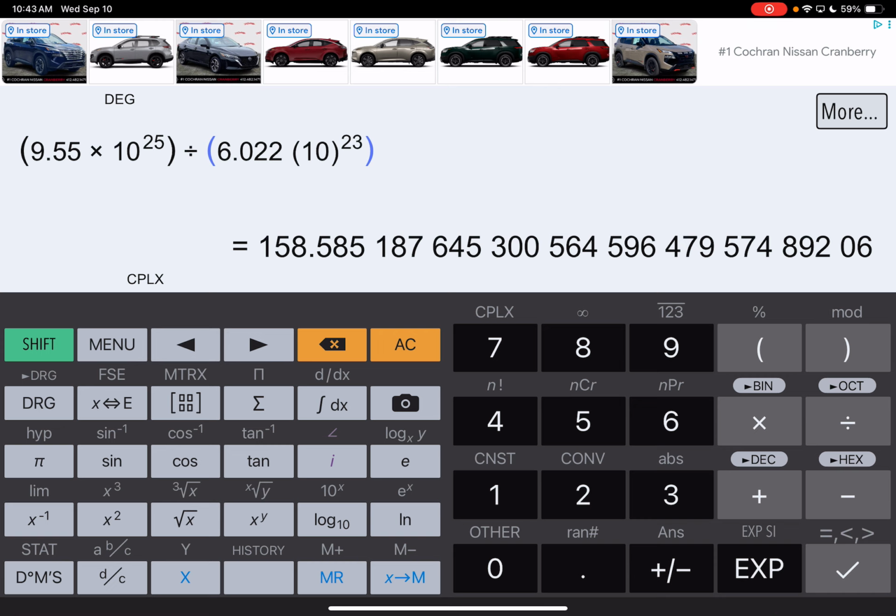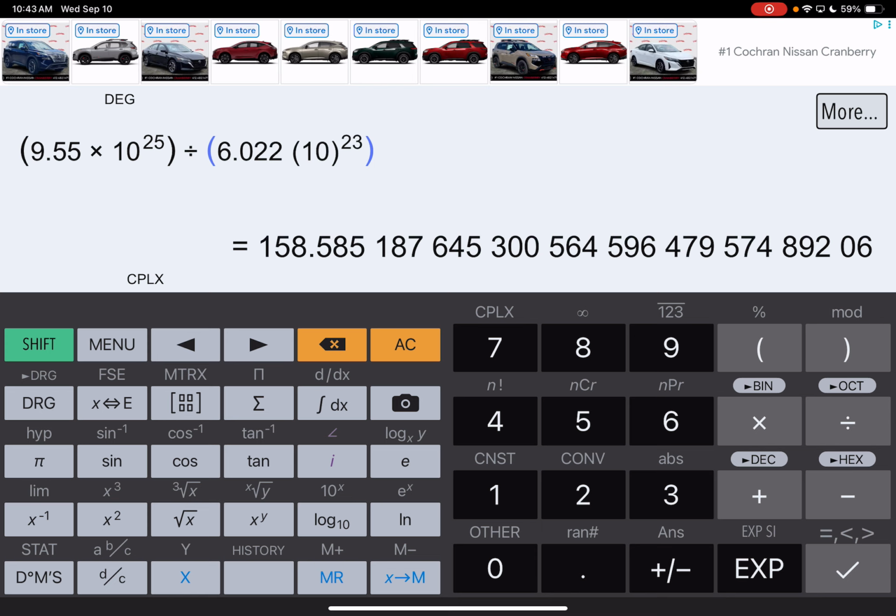So I get 158.85. So 9.55 was 3 sig figs. Multiplication division rule. I want to limit my answer then to 3 sig figs. So I'm going to say 159 for my answer.